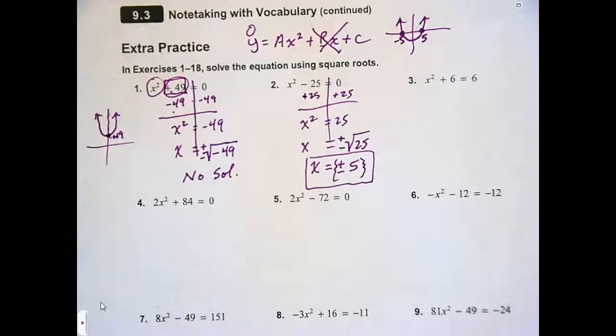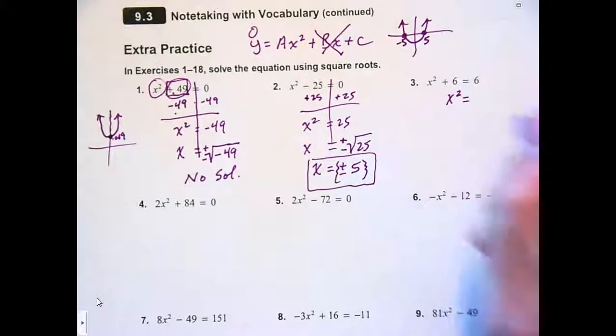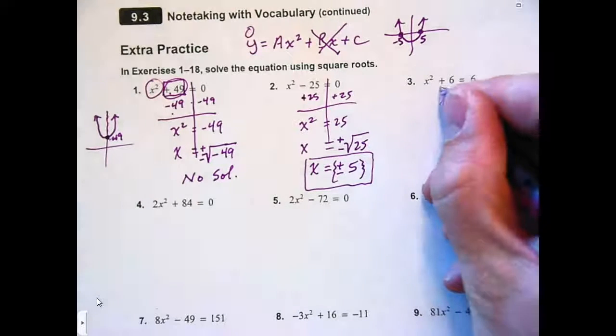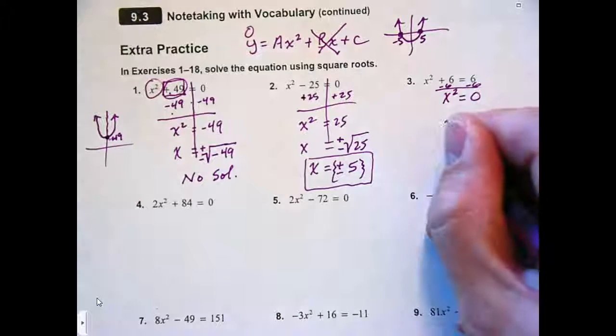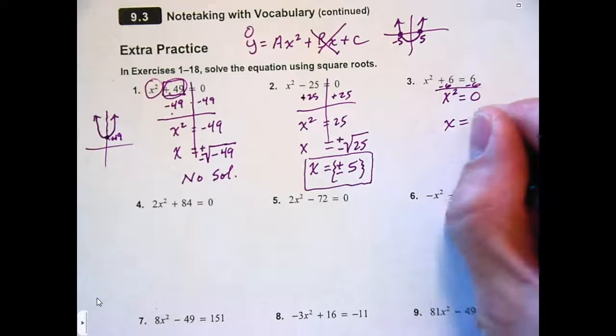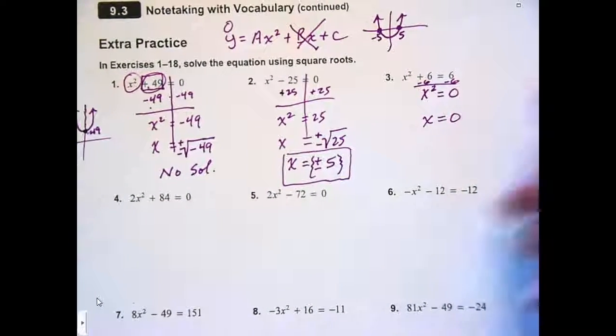All right. Number three, give it a go. Okay, you get x squared equals 0. You subtract 6 from both sides, you get 0. Subtract 6 here and subtract 6 here. What times what makes 0? 0. It is 0. You have one solution, it's at 0. Do a quick sketch of what that picture would look like.